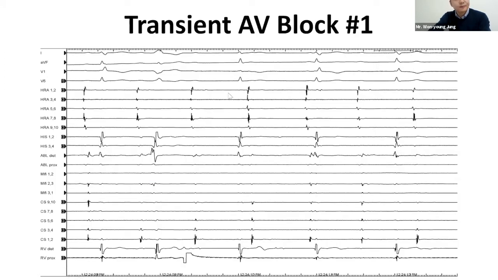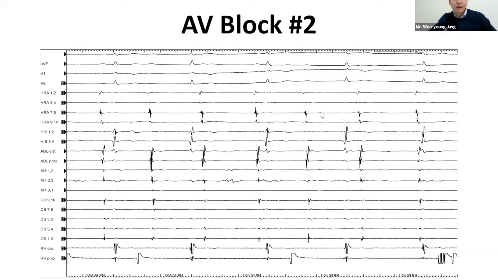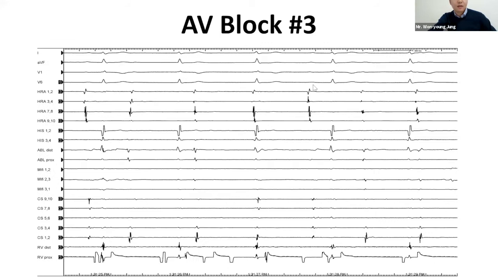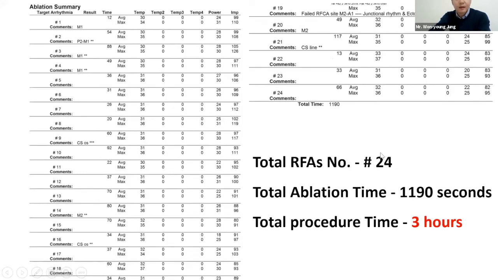However, the most serious thing was frequent transient AV block, like this, and again. So we immediately stopped the slow pathway mapping and waited. Fortunately, the AV conduction recovered soon, but we stopped the procedure. Total procedure time was around 3 hours, quite long, and many ablations were performed.